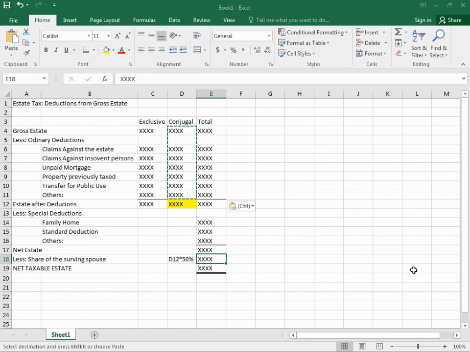So, that concludes our chapter 14, okay, in computing the deductions from the gross estate.